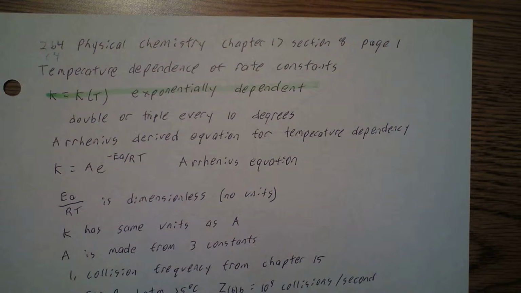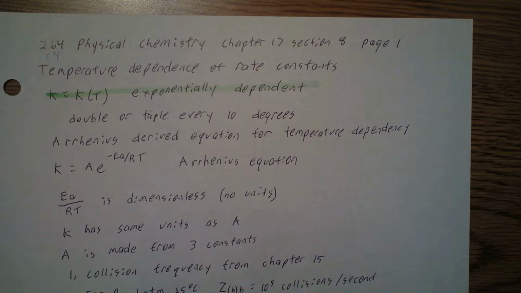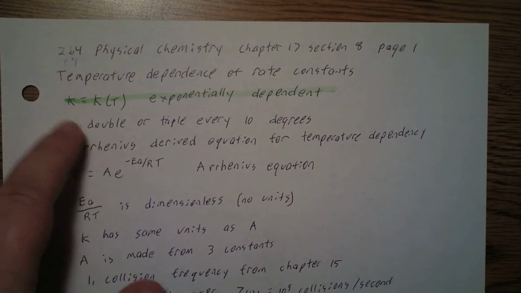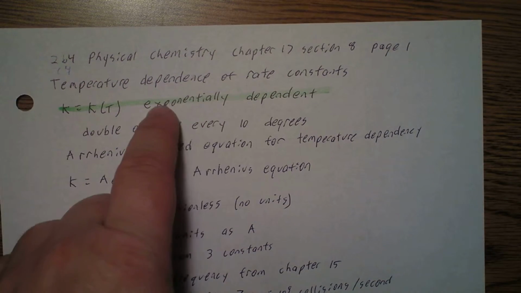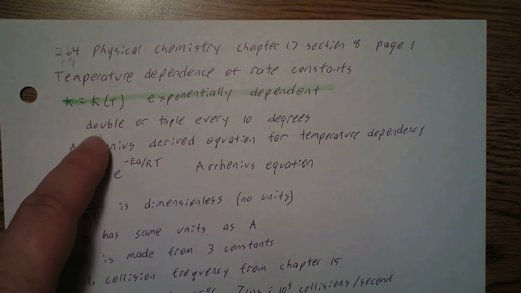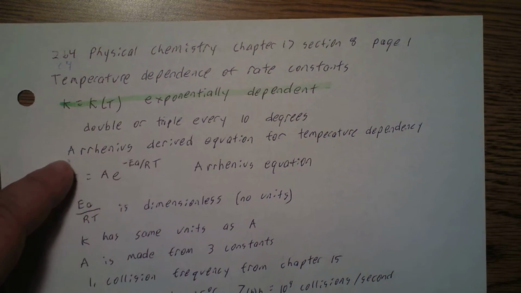Continuing on physical chemistry, chapter 17, we're in section 8 now. We're going to talk about the temperature dependence of rate constants. We said at the beginning of the chapter that the rate constants are dependent on both temperature and pressure, but mostly temperature. In fact, you might say that k is a function of temperature. It's exponentially dependent, so it might double or triple every 10 degrees.